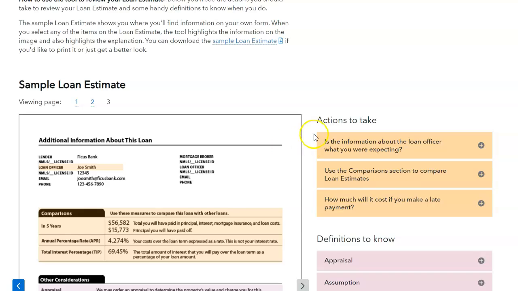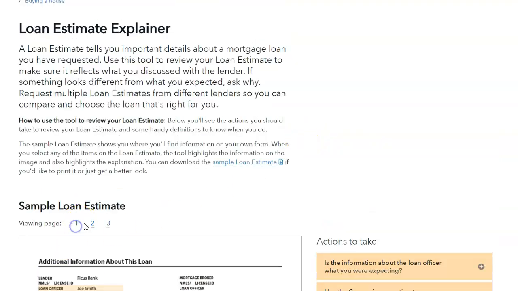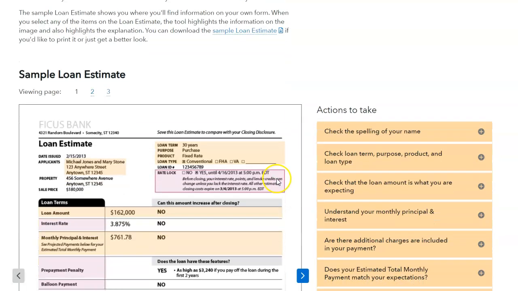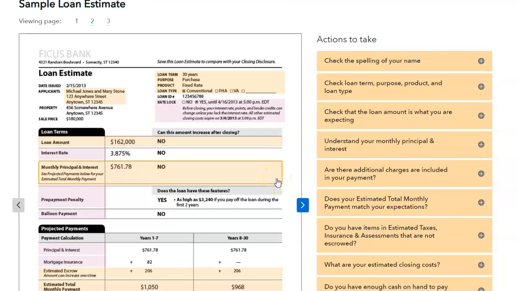So this is a pretty good example of a loan estimate that you might get if you're purchasing a home or refinancing a home. I wanted to walk through and let you know what things you probably should look for if you are looking at a loan estimate, because a lot of people just sign these things and send them back to their lender without really even understanding what they are.